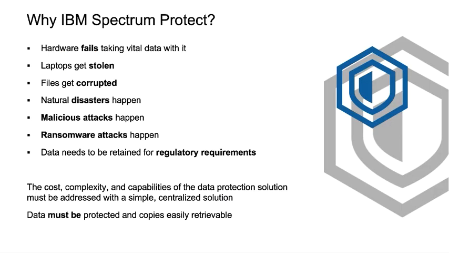So why IBM Spectrum Protect? There are many ways for data to be lost or damaged, such as hardware failures, laptops getting stolen, files becoming corrupted, natural disasters, human error, and ransomware attacks. Spectrum Protect protects your data while ensuring that the data is easily recovered. Additionally, there are regulatory requirements to adhere to for data protection. The cost and complexity of protecting your data can be addressed with a simple, centralized solution that provides a wealth of capabilities, and that solution is IBM Spectrum Protect.